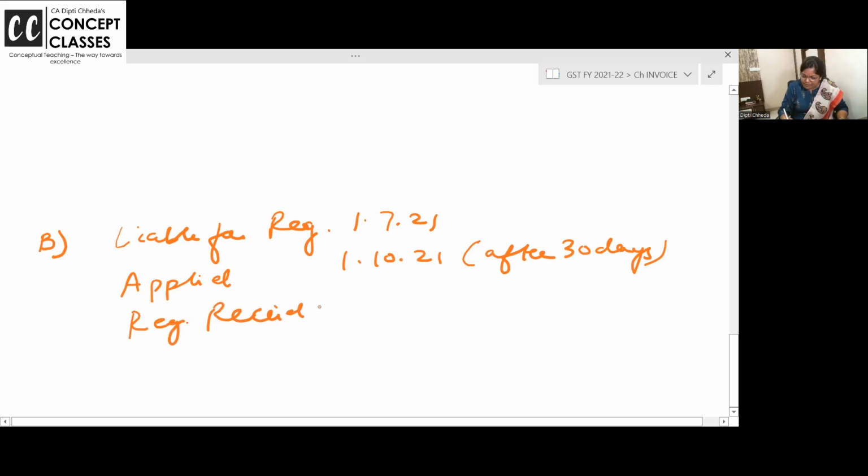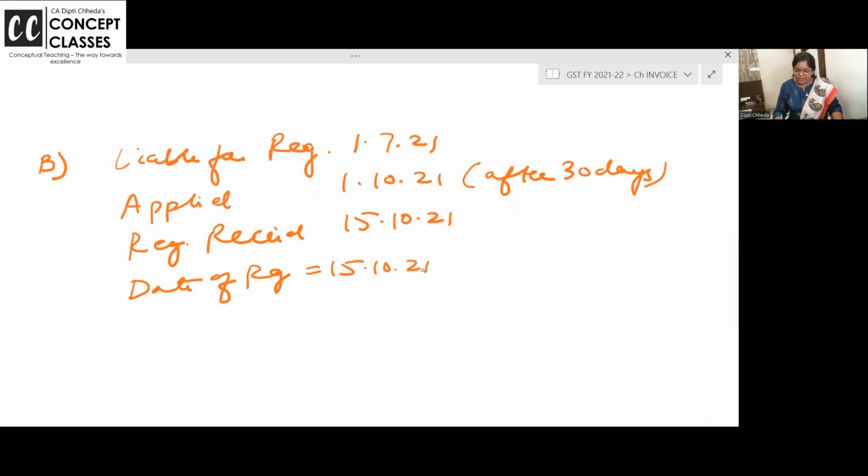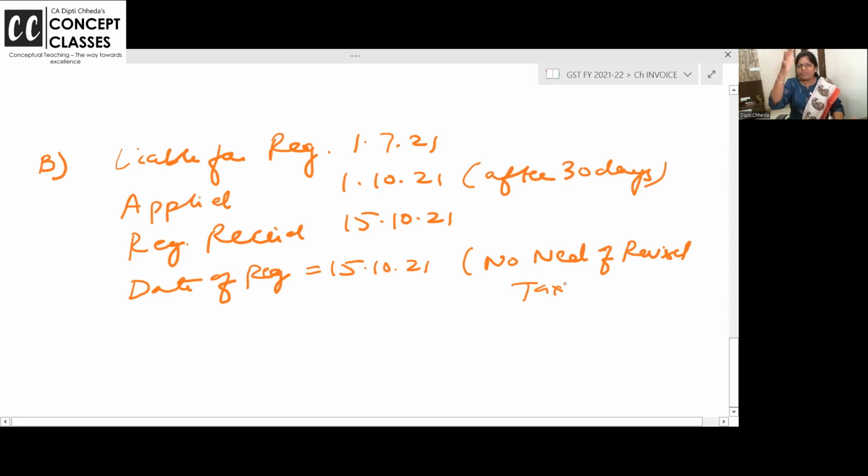Registration received 15th October 21. What is the date of registration? 15th October 21. Now not 1st July. If you apply within 30 days, then 1st July. Otherwise not 1st July. So now it's 15th October, the date of the registration. And then can I say there is no need of a revised tax invoice? From 1st July to 15th October, you don't need to issue the revised tax invoice.